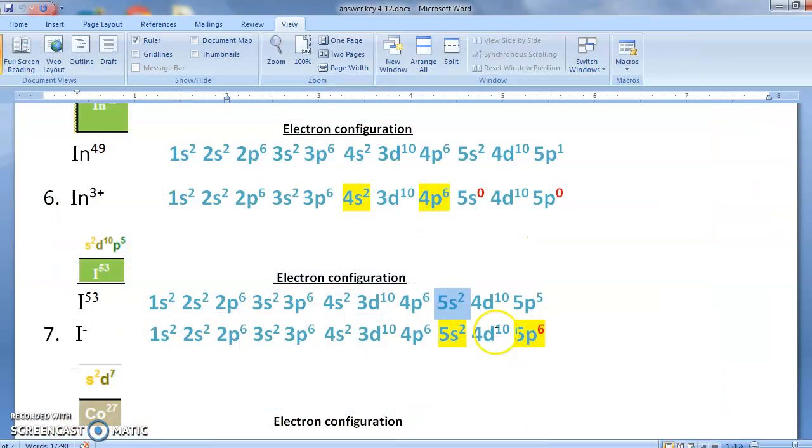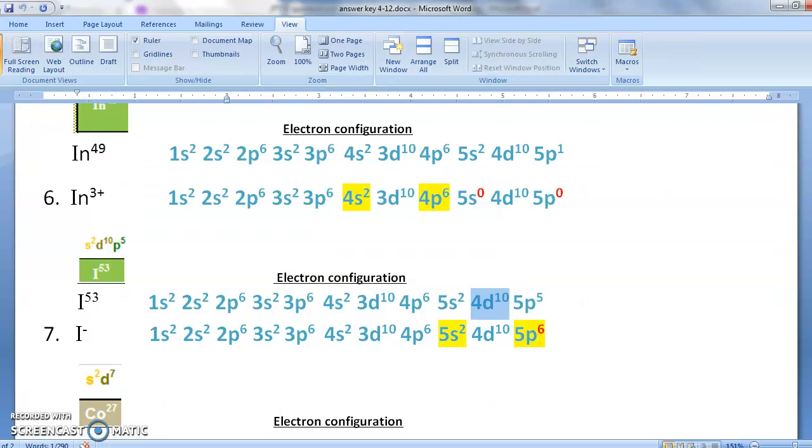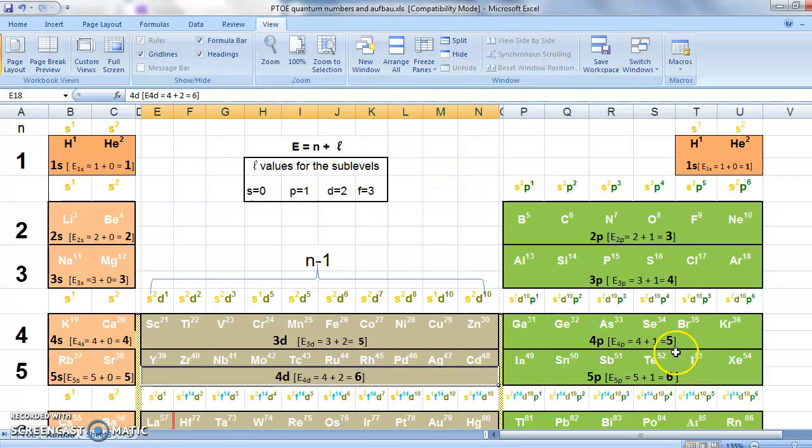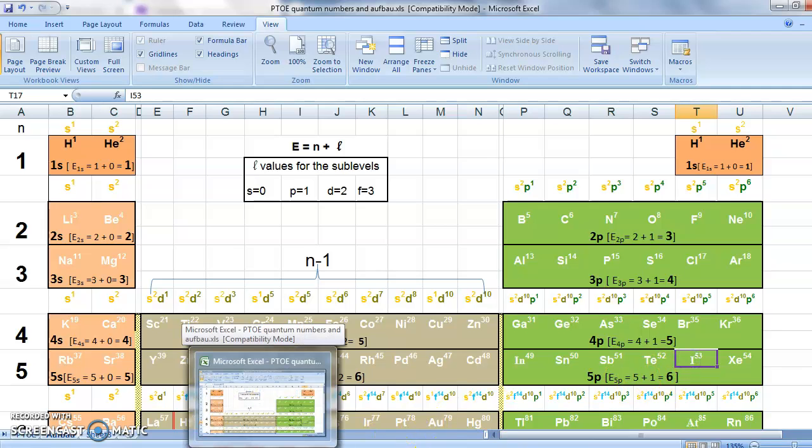4D10. 10 elements there, as we predicted. And iodine should be the 5th one over in the 5P. There's iodine. 1, 2, 3, 4, 5th one over. All right. I think I've got it right.